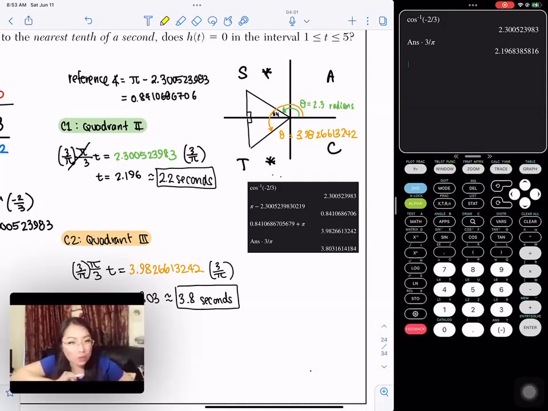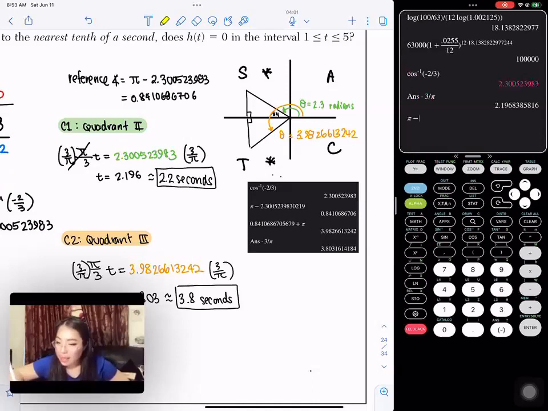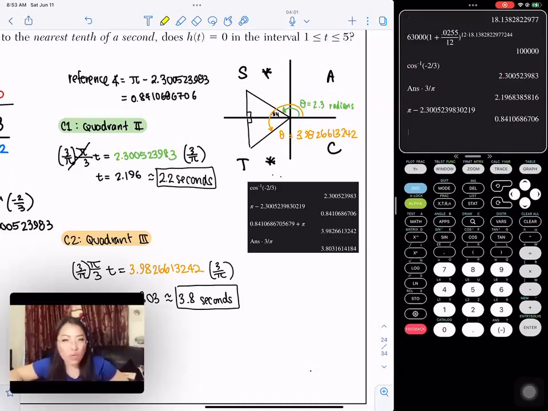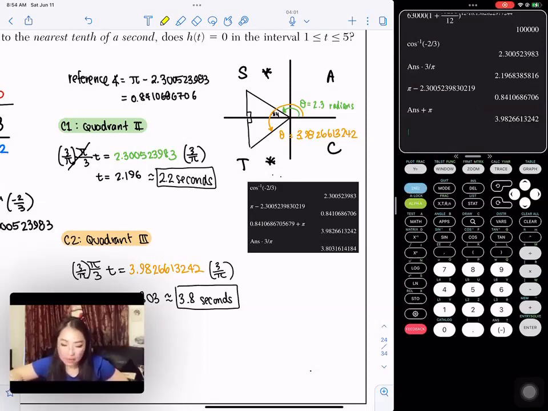Well, what about quadrant 3? And how do I get to that answer? Well, you need the reference angle. How do you calculate the reference angle? Well, the reference angle is going to be pi minus angle, right? Because it's in quadrant 2. So then you're going to add to the pi, right? And when you add to the pi, it's 3.98, and that gives you the angle in quadrant 3.